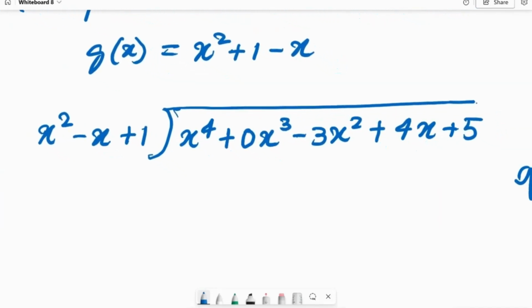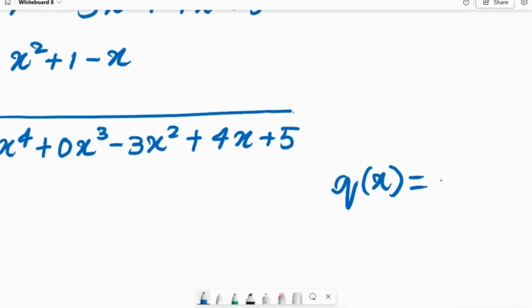So similar to the previous question, what do we need to multiply to the first term of g of x to get the first term of p of x? So the first term of p of x is x power 4, and the first term of g of x is x square. So we need to multiply x square to the first term of g of x to get p of x. So the first term of q of x will be x square.